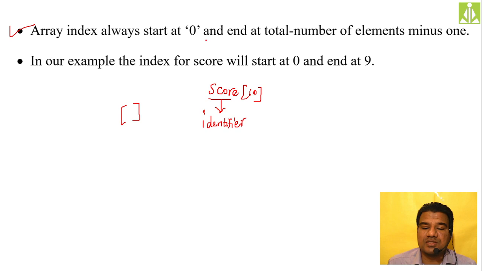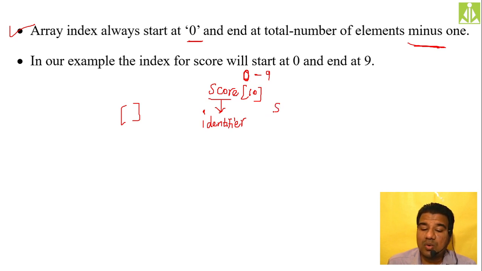As we said, array index always starts at 0 and ends at maximum size minus 1. So in our example, we have declared the size as 10, the total number of elements. Where will the index value start and end? It always starts with 0, and ends at maximum number of elements minus 1. Here the maximum number of elements is 10, and that minus 1 is nothing but 9. So I have to identify all my elements with this index value 0 to 9.